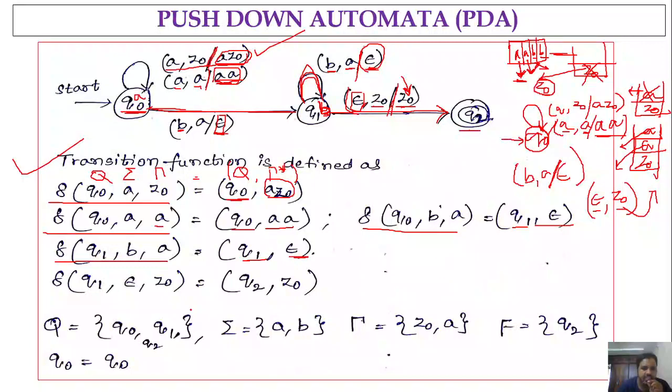Okay. Next Q1 on epsilon comma Z naught. So delta of Q1 comma epsilon comma Z naught. Where are you going? You are going to the state Q2. What are you writing onto the stack? Slash Z naught. So Z naught you are writing.